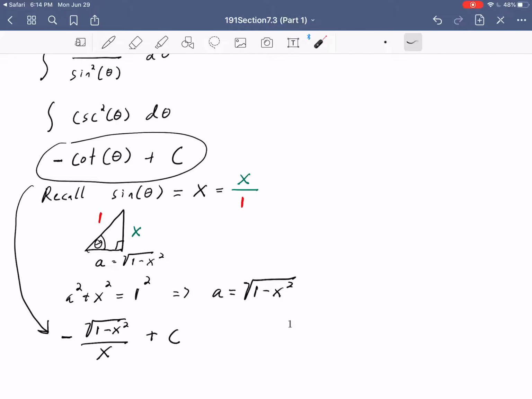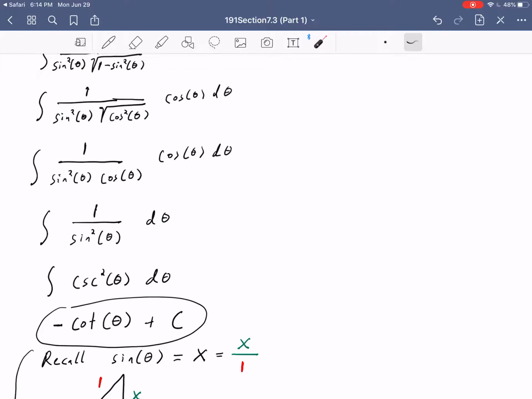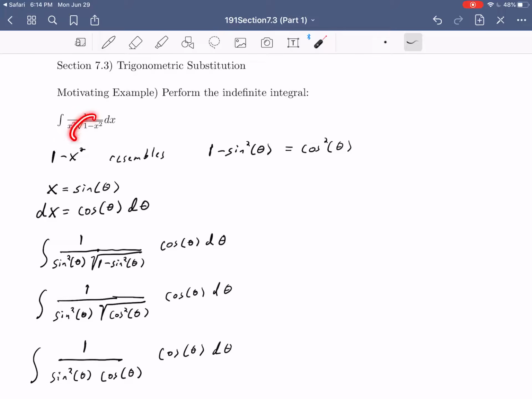Okay, so before we jump to summarizing this, let's recap what we did here. The main idea was that we recognized that this radical was going to prove difficult because it cannot be broken up into other pieces. So we tried to pick out a trigonometric function that, upon substitution, would create a Pythagorean identity.